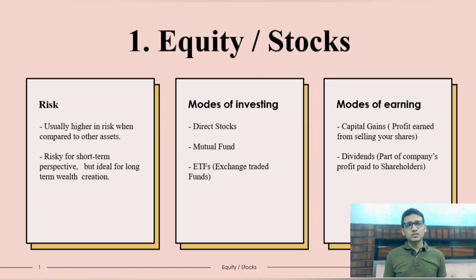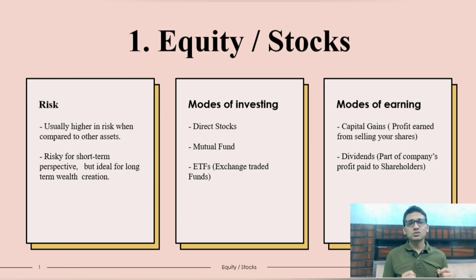So moving on to the first and one of the most important asset classes, stock. Stock basically represents your ownership in a listed company. So when you buy a stock, you become the part owner of that company. And stocks are risky investments because they are dependent upon a lot of external factors, be it the country's economy or maybe geopolitical scenarios. Stocks are risky investments in the short term, while they are ideal for long term wealth creation.